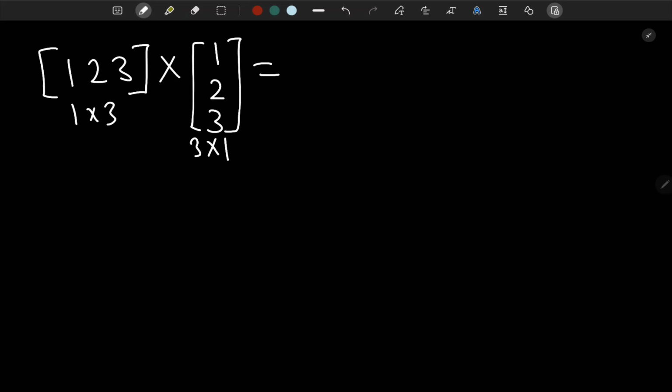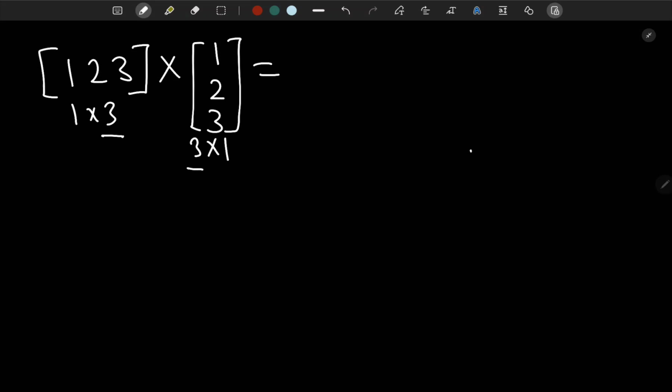Now what you have to check is whether the number of columns in the first matrix is equal to the number of rows of the second matrix. If they are equal, only then are you able to perform the multiplication. If these two numbers are not the same, then you can directly write that it is undefined, or say that the number of columns of the first matrix does not equal the number of rows in the second matrix, so we cannot perform the multiplication.